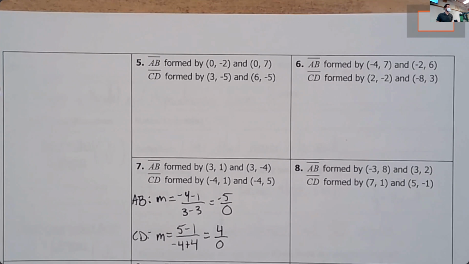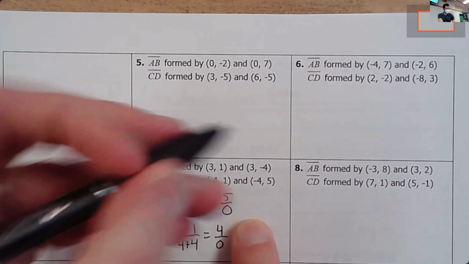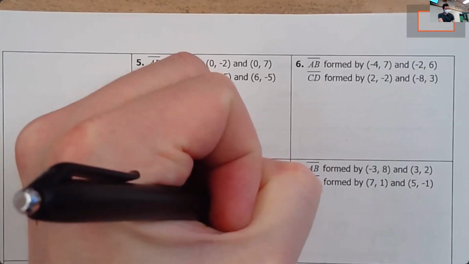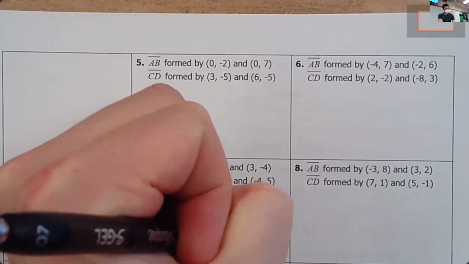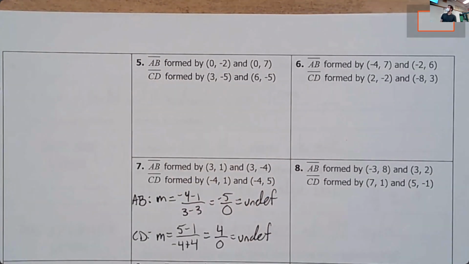If your denominator is 0, what does that mean about the slope? This is what Elena said. What did you say a few minutes ago about a denominator of 0, Elena? Undefined. Yeah. If your denominator is 0, then the slope is undefined. Now what do we have? If they're both undefined slopes, that means the slopes are the same.